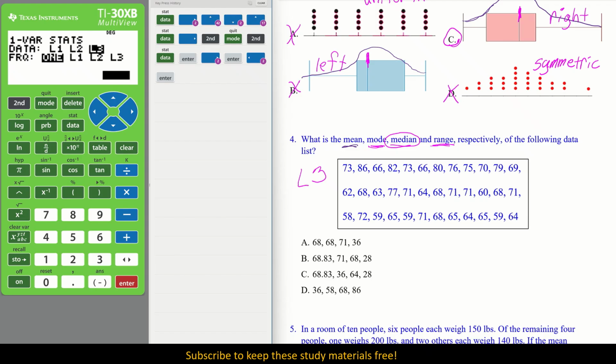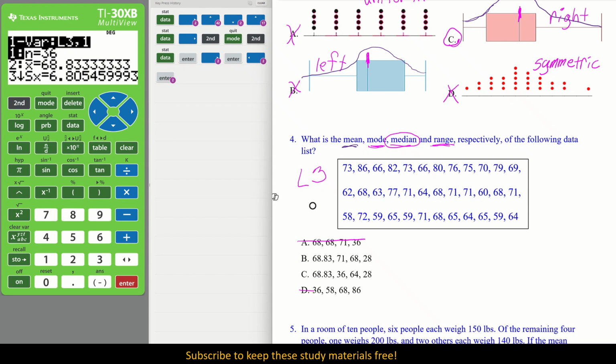Okay, so let's push calculate. Be careful. Wait for it after you push it. Don't push it twice because then it'll bounce out. Okay, now it says I have 36 items entered. This is correct. And it is telling me that my mean is actually 6.83 repeating. Well, it looks like A is eliminated and D is eliminated. And 36 represents the data points, not the mean.